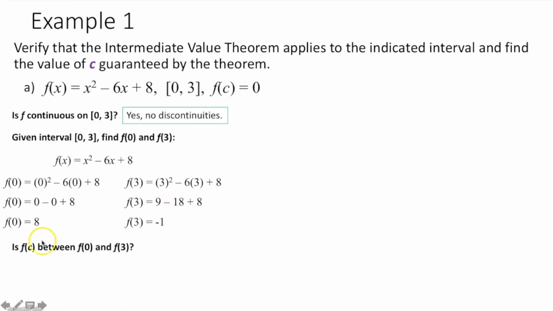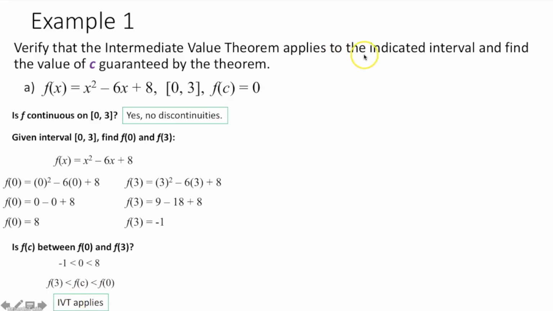We then ask ourselves, is f of c between f of 0 and f of 3? Is our y value that we've chosen, our k value that we talked about earlier, between the two y values of our endpoints? Well, f of c is equal to 0, and because of that, 0 is between -1 and 8. Therefore, f of 3 is less than f of c, which is less than f of 0. Therefore, IVT applies. We can apply the intermediate value theorem to this problem.